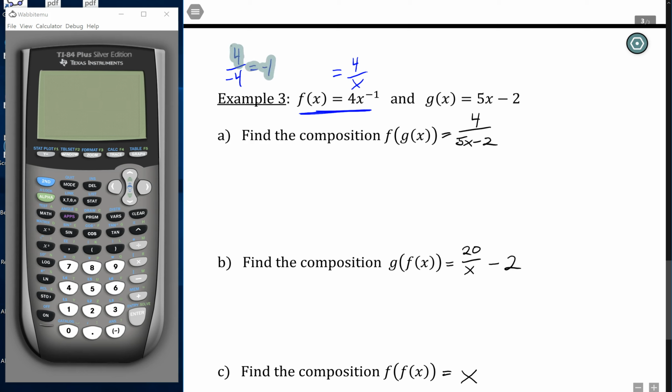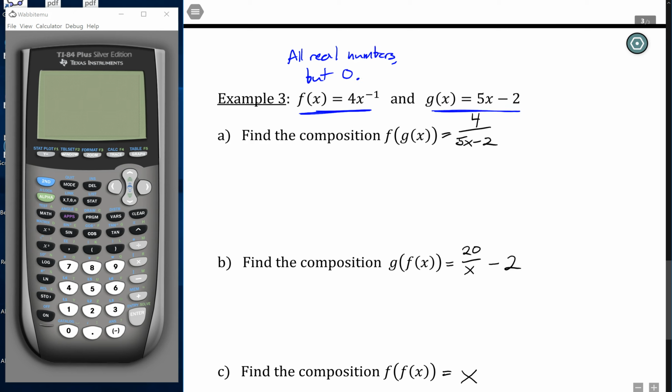But what am I not allowed to plug in? What am I not allowed to divide by? Well, 0. So for f of x, since I have that 0 on the bottom of my fraction, and I'm not allowed to divide by 0, the domain is going to be all real numbers except 0. So all real numbers but 0.